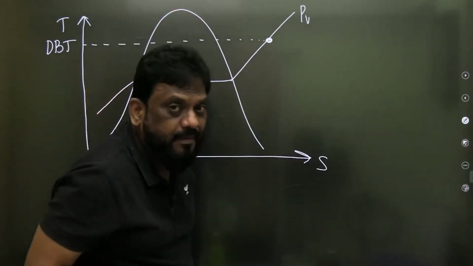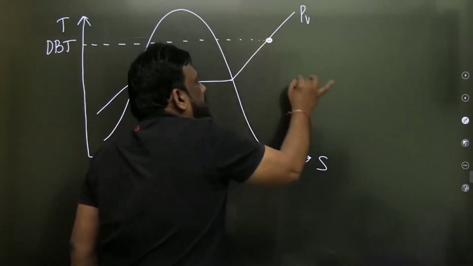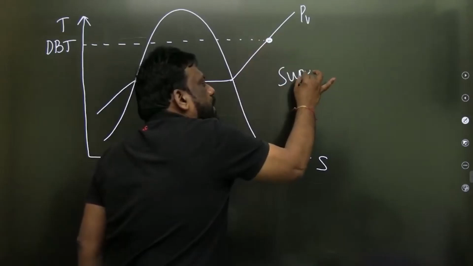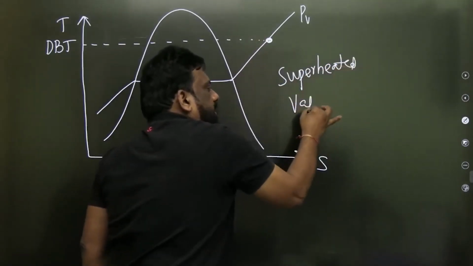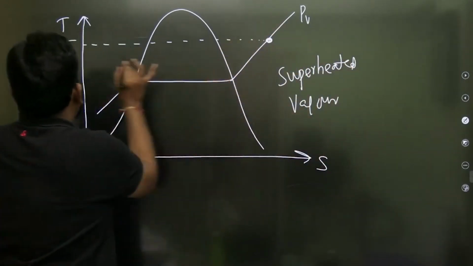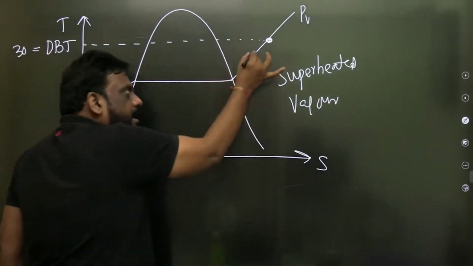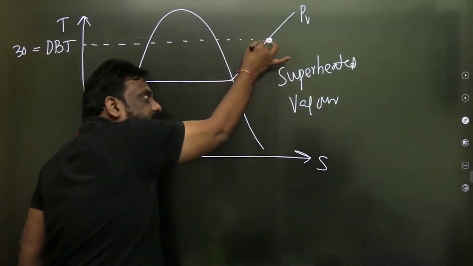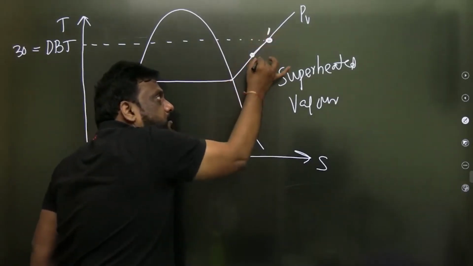But now, look at sirs. What is the state of this, sir? Can I call this as a superheated vapor? Yes, it's all superheated vapor. Now let this dry bulb temperature be some 30 degrees centigrade. बहुत carefully सुनना sir. I am cooling at a constant pressure. Let us say I have cooled from 1 to 2.